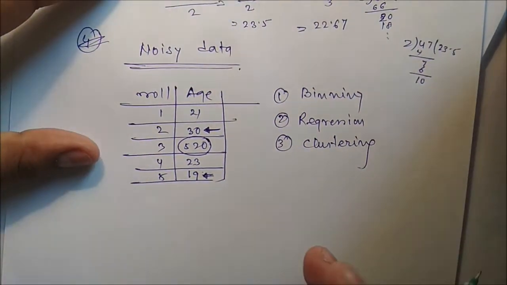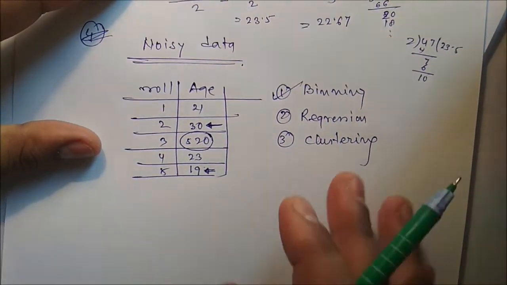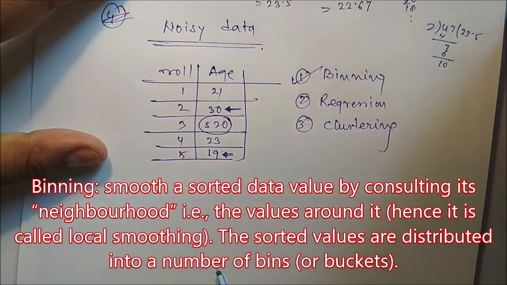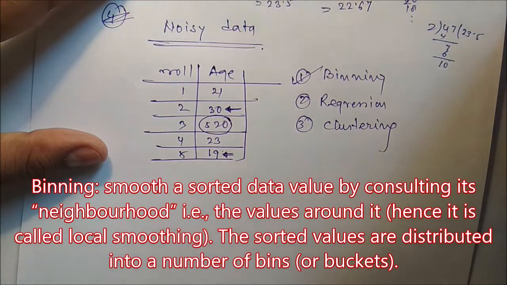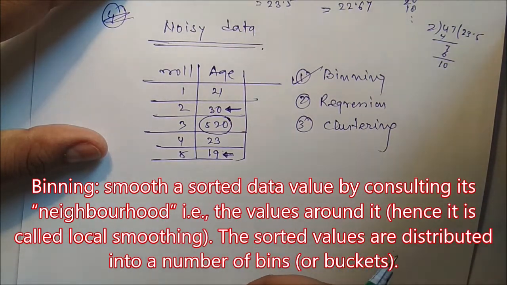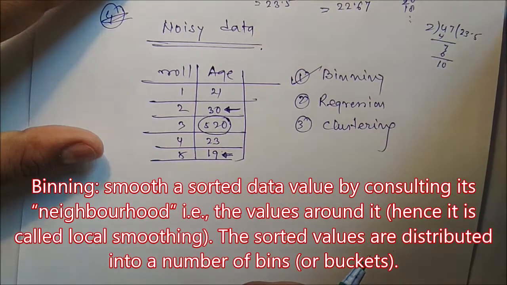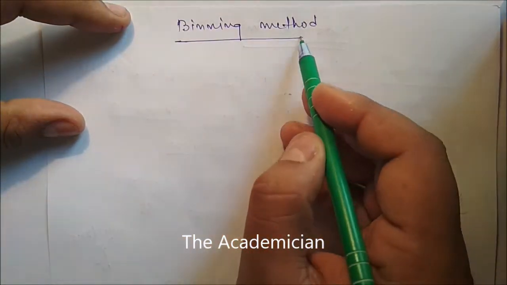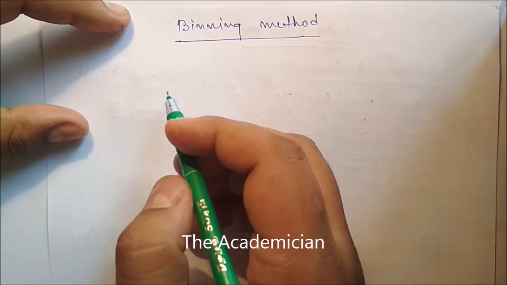So in this, first of all we talk about the binning method. Now, smooth a sorted data value by consulting its neighbors, that is, the values around it. Hence it is called local smoothing. The sorted values are distributed into a number of bins or buckets. Now we discuss the binning method in detail to remove the noise.